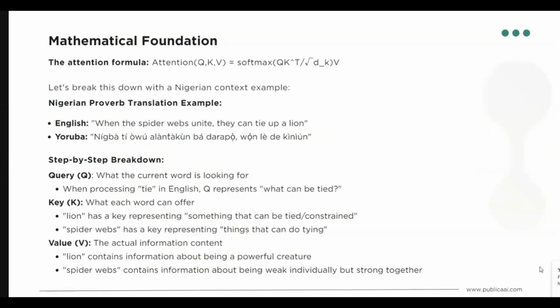All right, Nigerian proverb example. Let's pay attention, please. When the spider webs unite, they can tie up a lion. The interpretation.